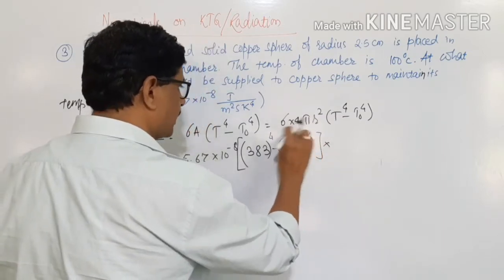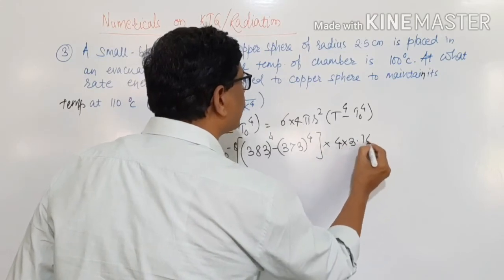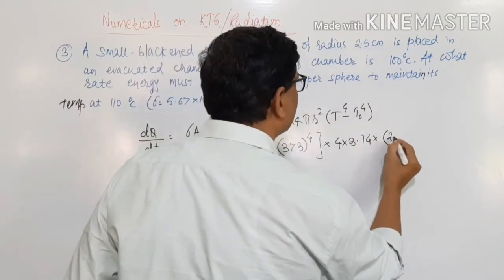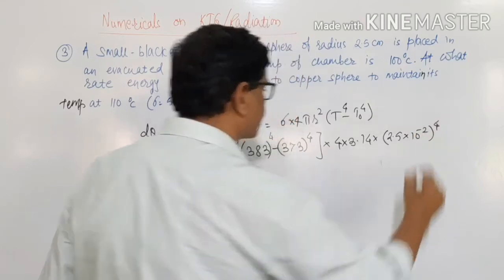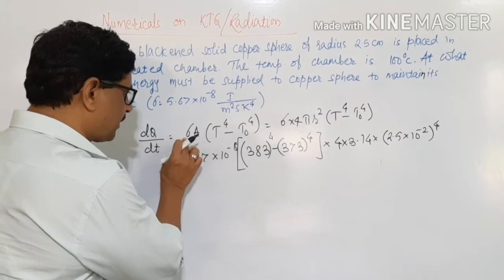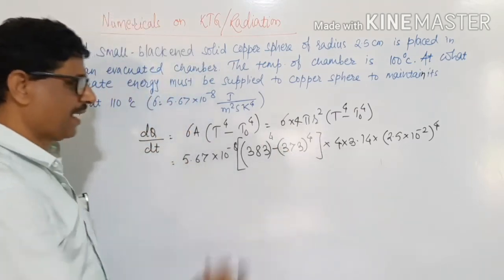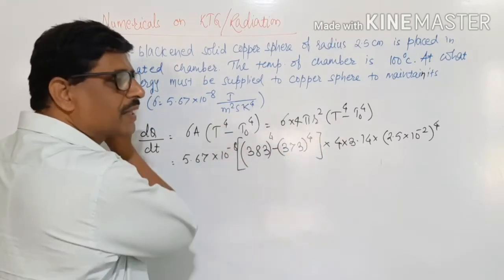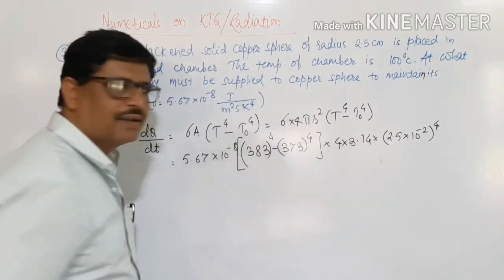Here it is remaining, therefore it is 4 into 3.14 into radius, 2.5 into 10 to the power of minus 2, whole square. The only thing that we have taken here is sigma, then the 4th power, then the area. Only the interchange of the terms has been made here, 4 pi r square. It should be earlier, but it is written later.